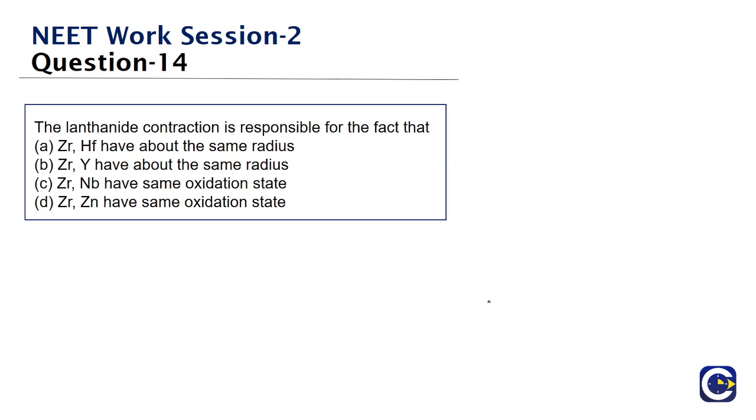Next we have a question based on the lanthanide contraction. So lanthanide contraction, we'll talk more about it when we go to the d and f block elements, but here it is good to understand what will be the effects of lanthanide contraction. Here we look at the effect in terms of mostly the radius similarities. Okay, so we'll go through the question because the question itself is asked on that. The lanthanide contraction is responsible for the fact.